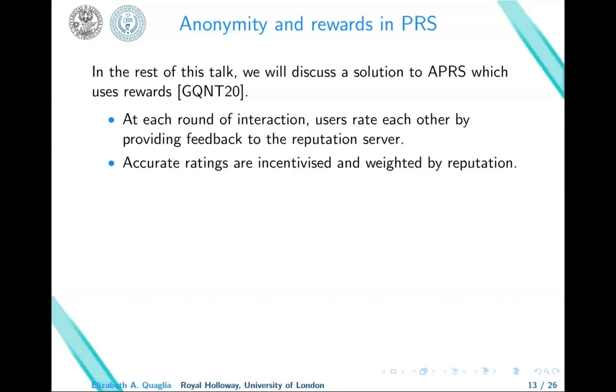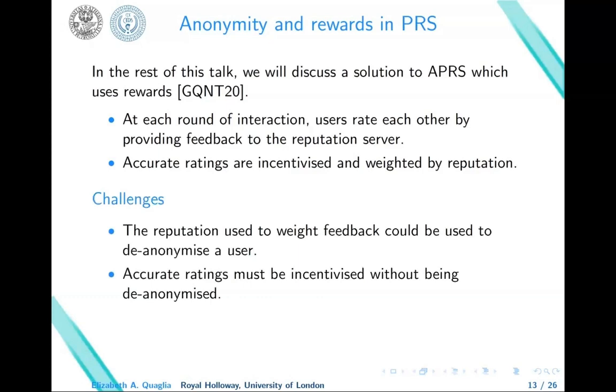So we're using rewards to counterbalance anonymity, but then other challenges emerge with this approach, because now if we want to weigh feedback by reputation, then that could de-anonymize the user. And if we want to incentivize by giving rewards to users, also that can de-anonymize the user. So introducing rewards hinders a little bit the anonymity part in a way. So we have to consider this and consider the challenges in this. And these challenges can indeed be overcome. So how are we going to do this?